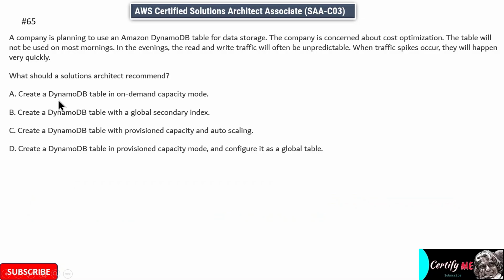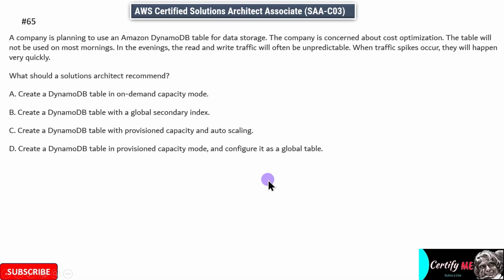Option A. Create a DynamoDB table in on-demand capacity mode. Option B. Create a DynamoDB table with a global secondary index. Option C. Create a DynamoDB table with provisioned capacity and auto scaling. Option D. Create a DynamoDB table in provisioned capacity mode and configure it as a global table.